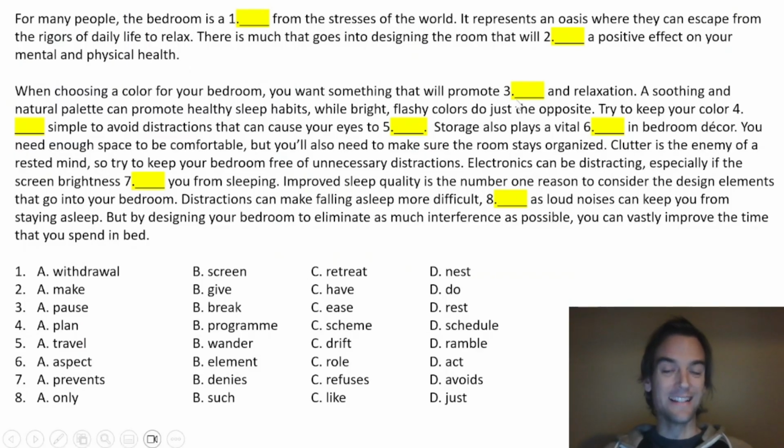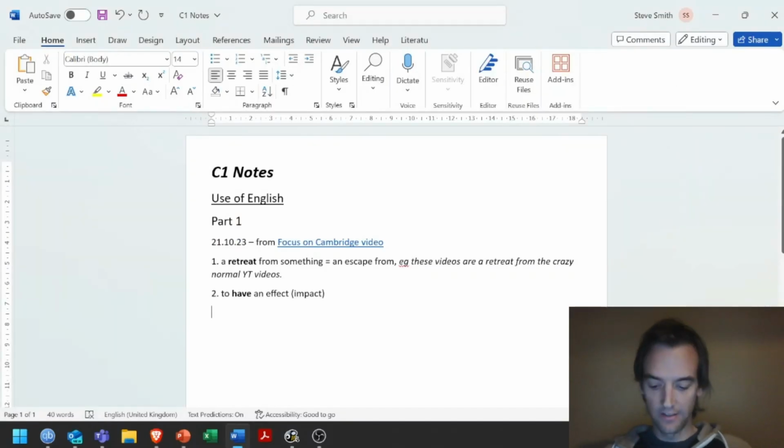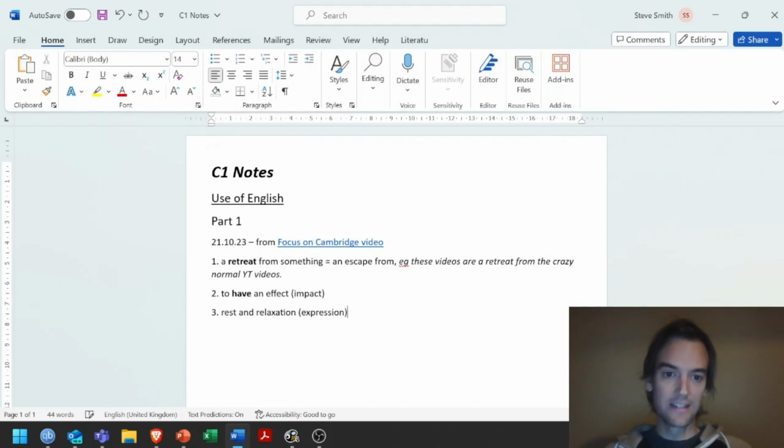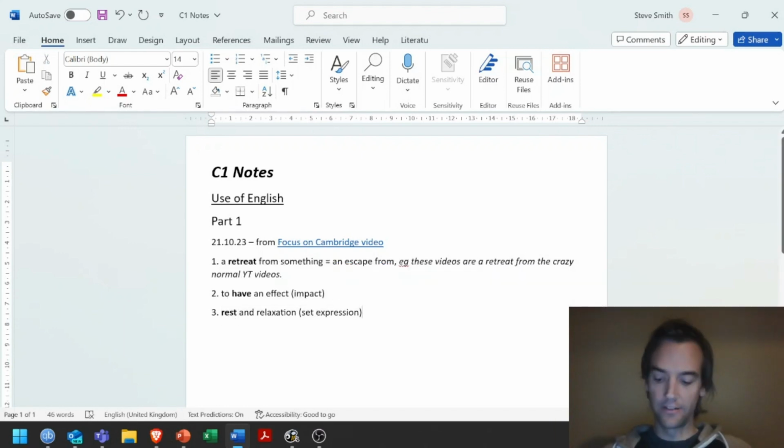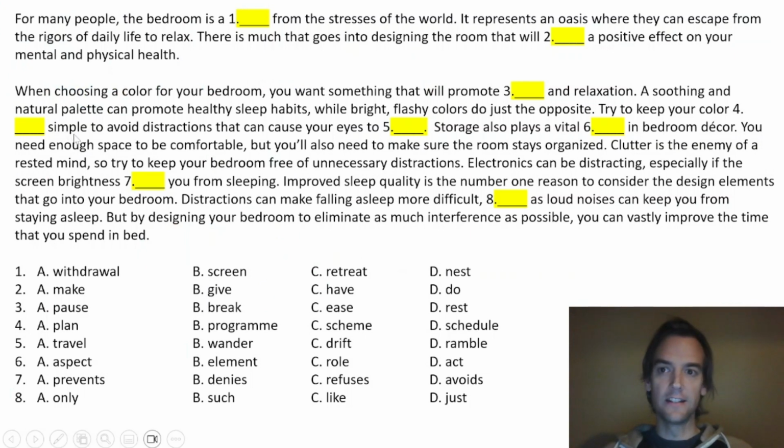Number three is an expression that always goes together. These words all mean the same thing. They mean something like relaxation, but the expression is rest and relaxation. So we could say rest and relaxation, which is a set expression or a fixed expression, whatever we want to call it, but it's an expression that goes together, rest and relaxation. And we can do the same for all of these in part 1, and you can do this every time you do a use of English activity, and you will soon learn a lot of useful vocabulary.